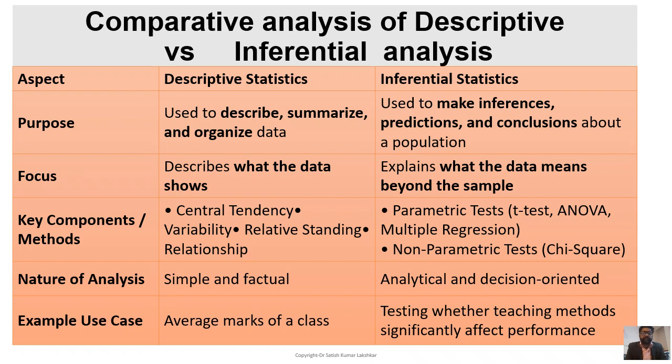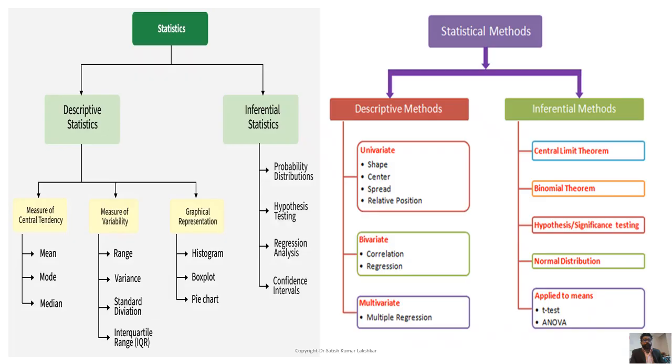Now in the previous case, we were considering the performance of the students by just looking at the average marks of the class. So that is descriptive statistics. But if we are considering a variable like teaching method, and we want to study whether the teaching method significantly affects the performance of students or not, then this is an example of inferential statistics.